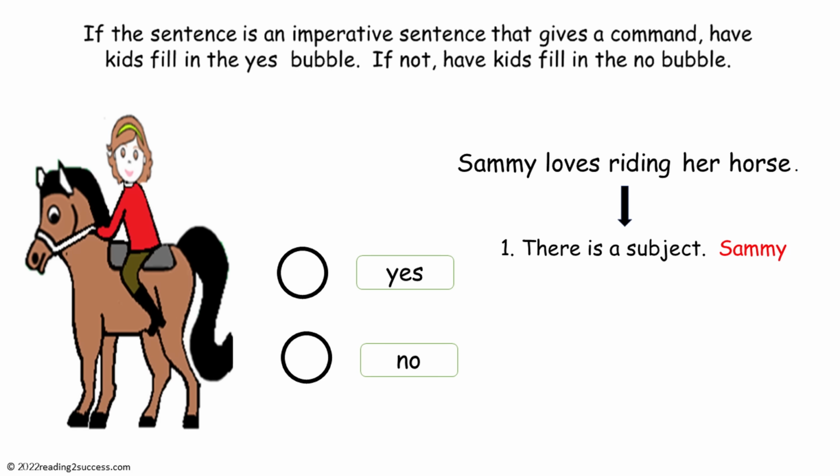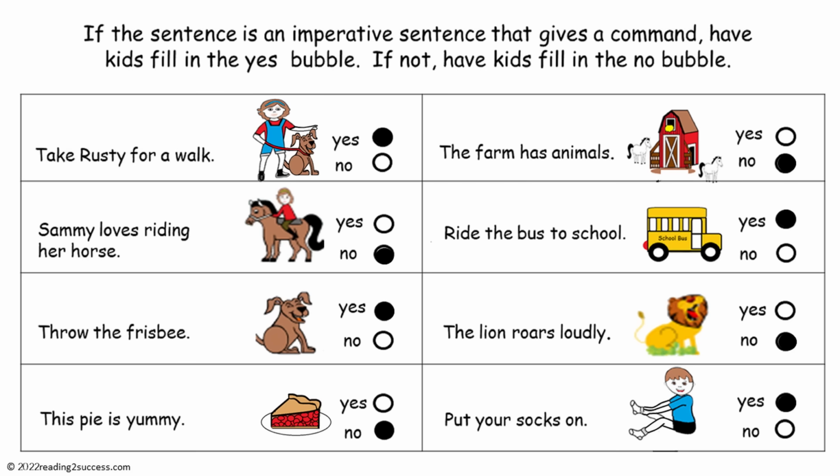Now read sentence number 2 with kids. Sammy loves riding her horse. There is a subject. It is Sammy. And it is not a command. The answer is no. The sentence is not an imperative sentence that gives a command. Now have the kids complete the rest of the practice page. This is the completed example.